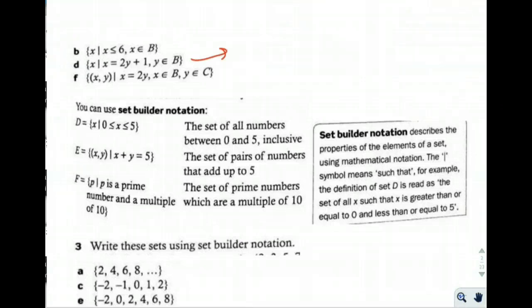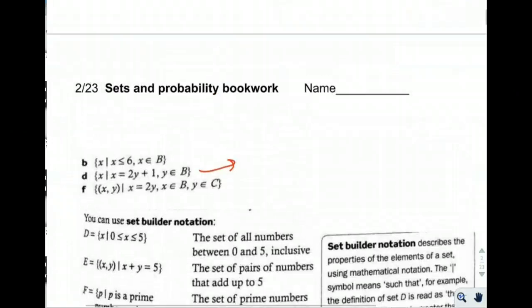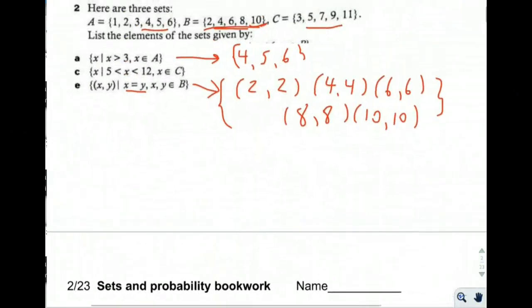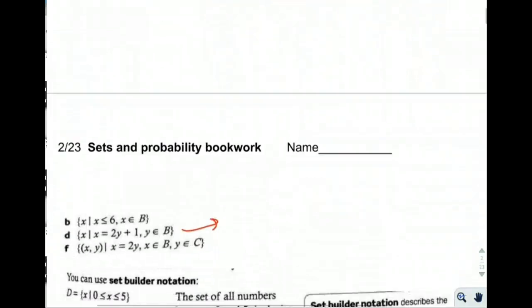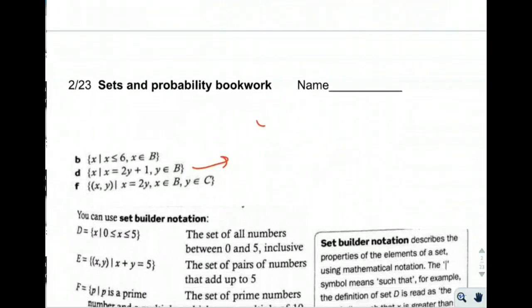The numbers x such that x equals 2y plus 1. Y is from the set B. Ooh, what was the set B again? Set B is 2, 4, 6, 8, 10. Okay? So y is from the set 2, 4, 6, 8, 10. And x is basically equal to 2y plus 1.